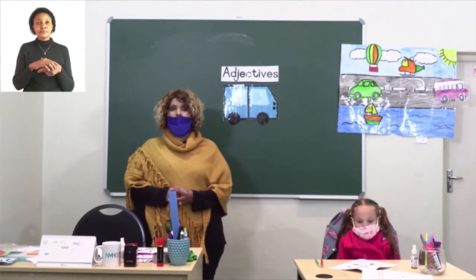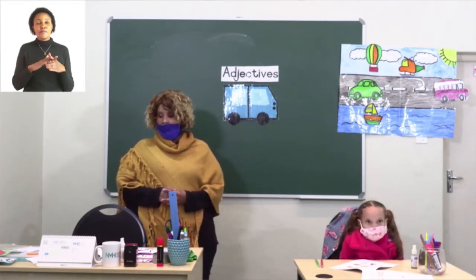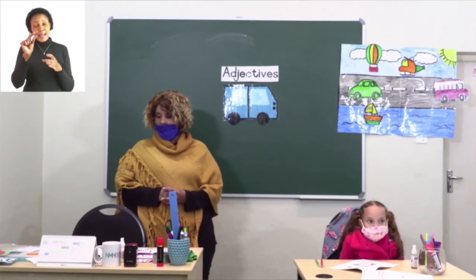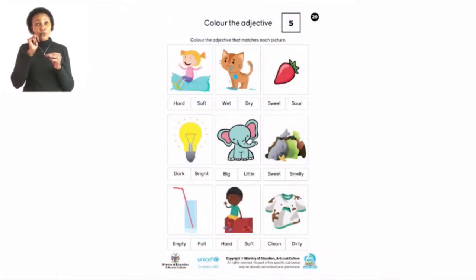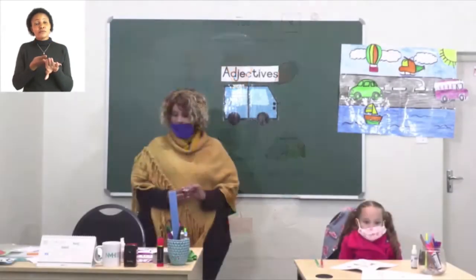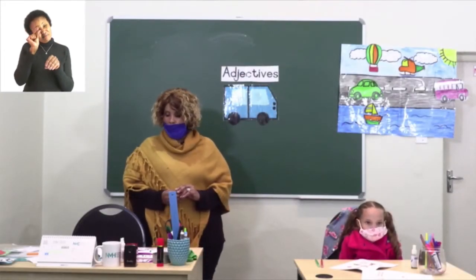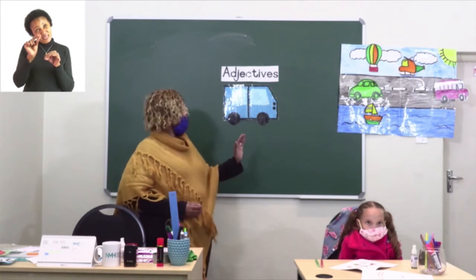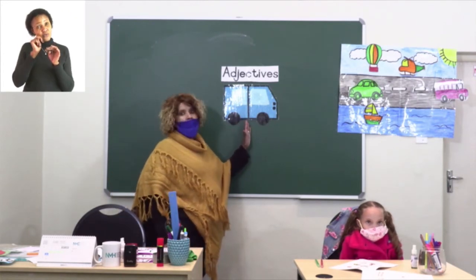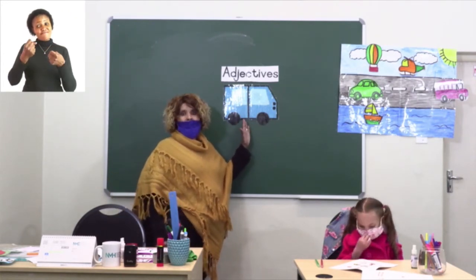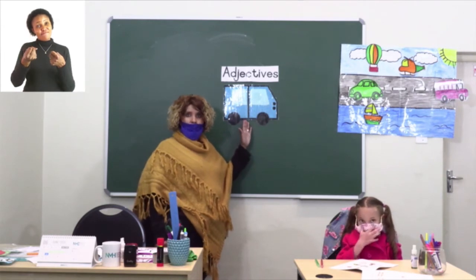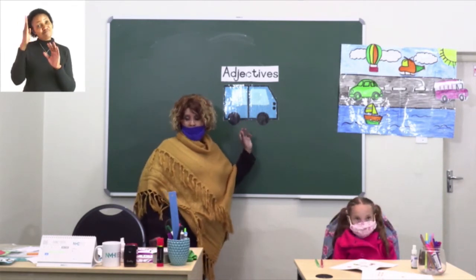This lesson is all about adjectives. If you turn to page 29, you will see different pictures concerning adjectives. But I want you to look at the board, the chalkboard, so that we can learn a little bit about adjectives and what adjectives are. On the board, you will see there is a van. And this van is blue and it has black wheels.